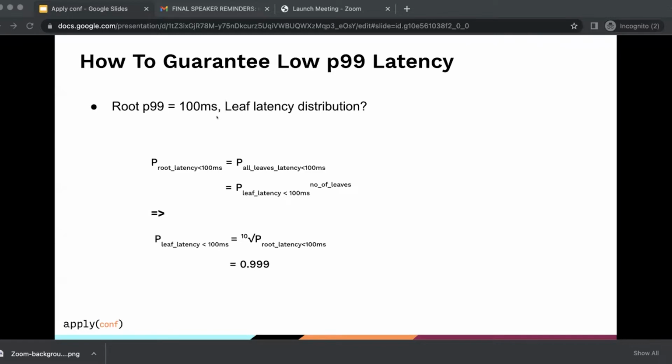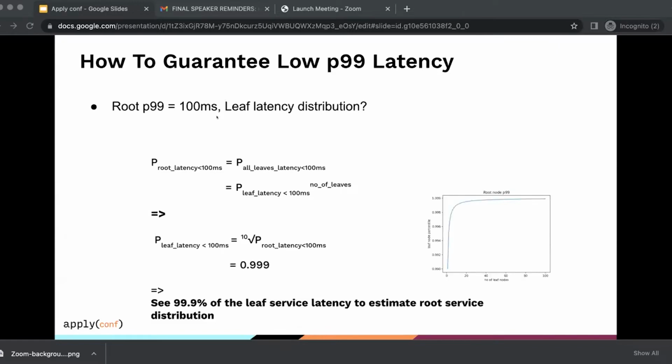So now let's say I want my root service to have a P99 of 100 milliseconds. What should my leaf latency distribution be? By rearranging the equations that I showed on the previous slide, what we find is that you have to look at the 99.9th percentile latency for the leaf node, and that latency should be 100 milliseconds in order for the root service latency to be 100 milliseconds. And this is the case with a fan-out degree of 10 here.